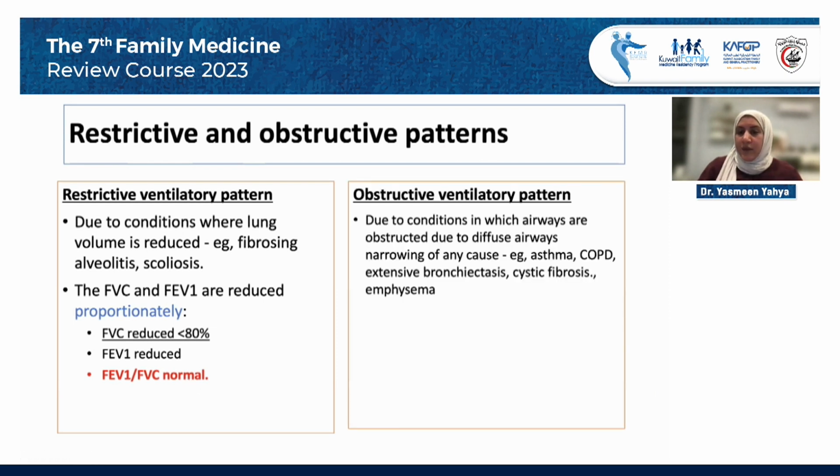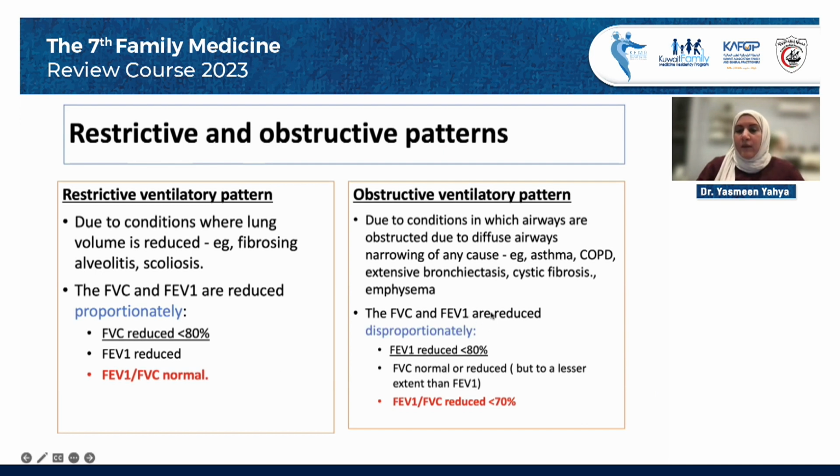And contrarily, in the obstructive pattern, both are also reduced, but they are disproportionately reduced. The FEV1 is the entity which is markedly reduced, below 80%, because of the obstruction of the airways. And the FVC might be normal or reduced, but to a lesser extent than FEV1. That's why the ratio will be reduced, less than 70%, and this gives us the difference between the restrictive and the obstructive ventilatory pattern. So mostly the FEV1 over FVC ratio is the thing that differs between both.